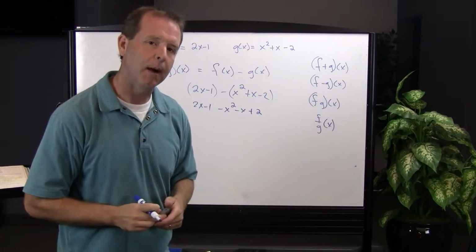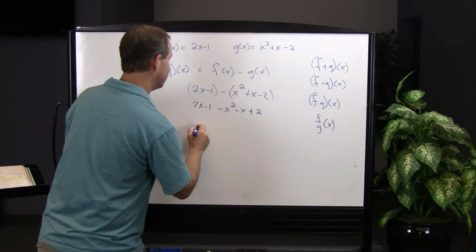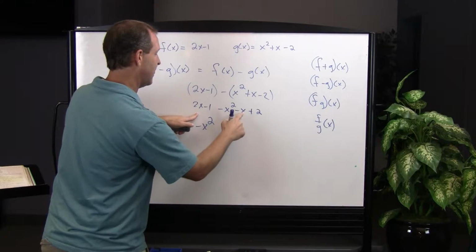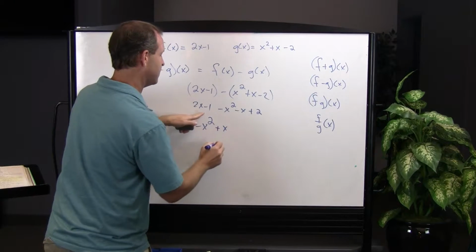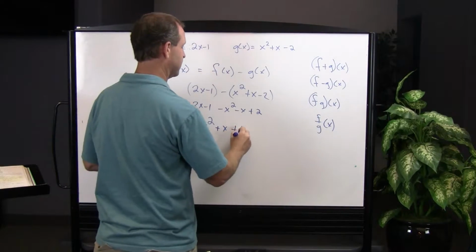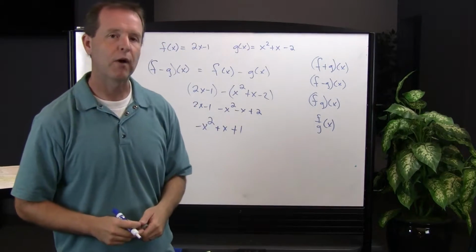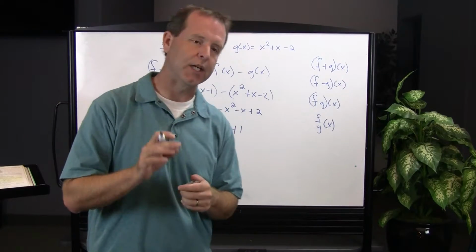And now I can go ahead and combine like terms. I have a negative x squared. 2x minus an x gives me a positive x. Negative 1 plus a 2 gives me a positive 1. And so therefore I have the solution to f minus g of x.